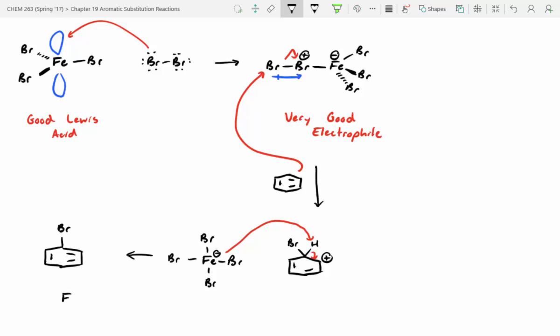And the nice thing with this is we regenerate our iron tribromide. So in essence, that iron tribromide is catalytic in this reaction. You don't need very much of the iron in order to help get this going along.